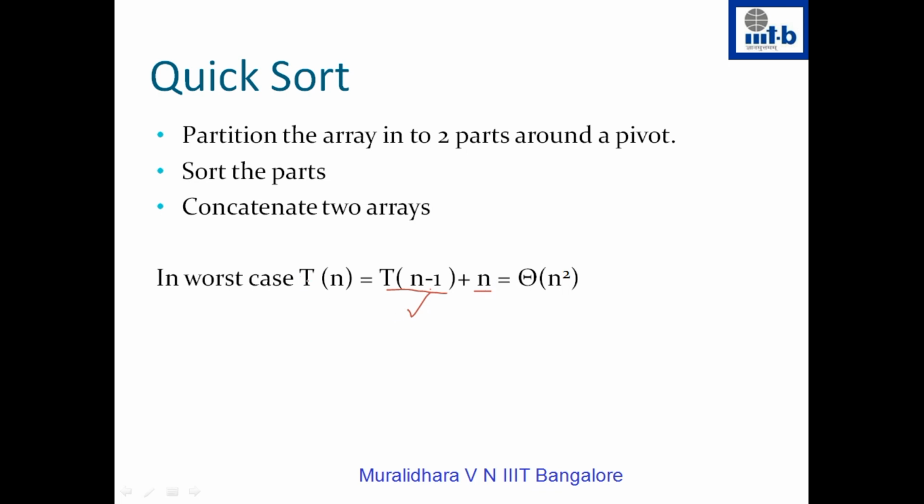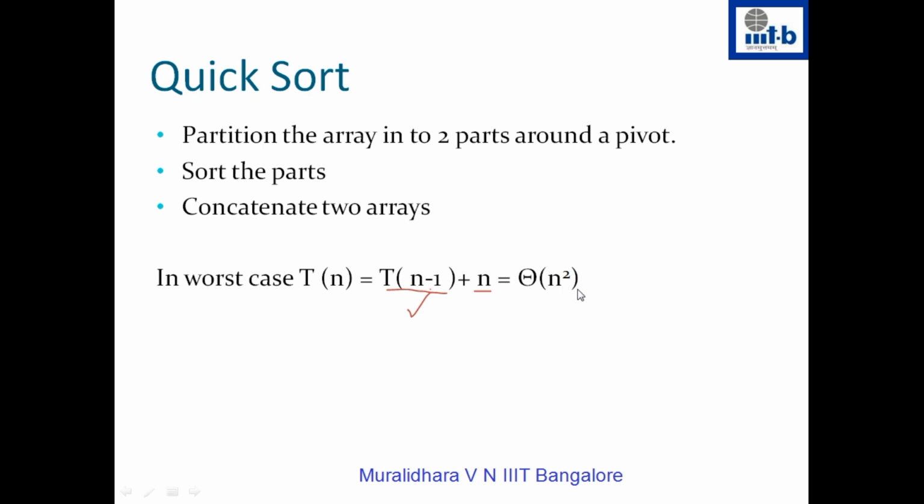So in the worst case, we get the equation T of n is equal to T of n minus 1 plus n, which is very similar to the recurrence relation that we have seen in the case of bubble sort. So this happens to be theta of n square. So in the worst case, the complexity of the randomized quicksort algorithm is order n square.